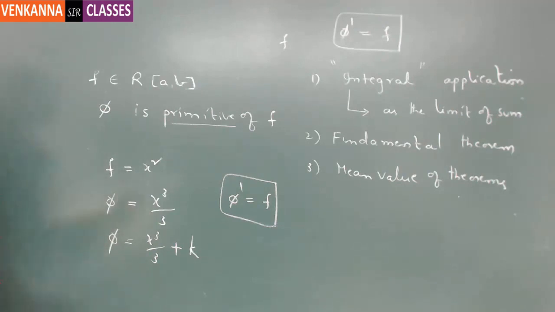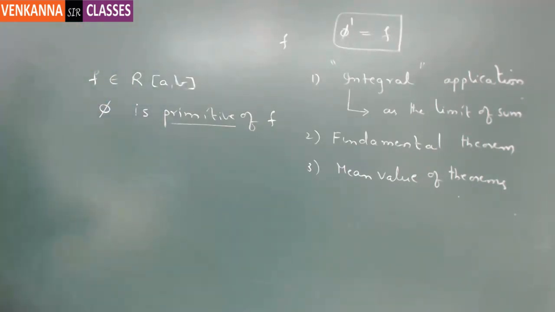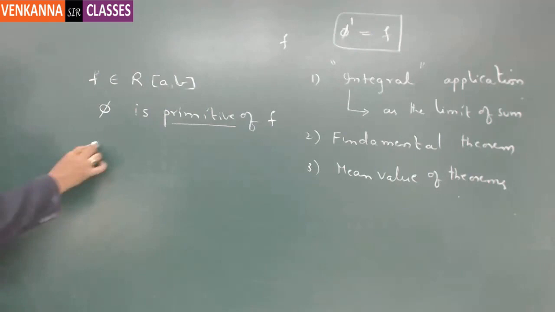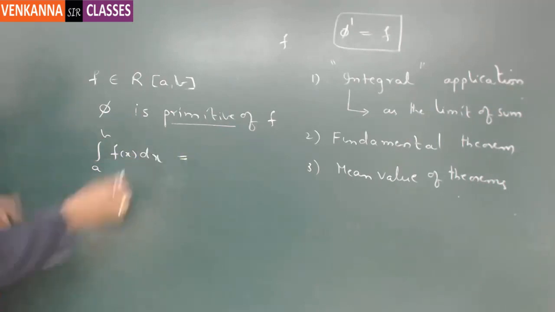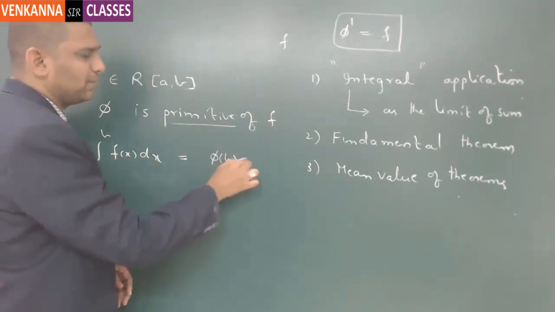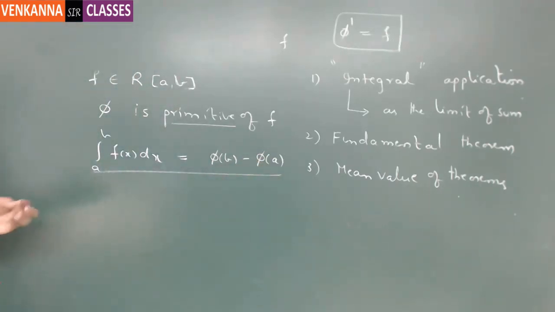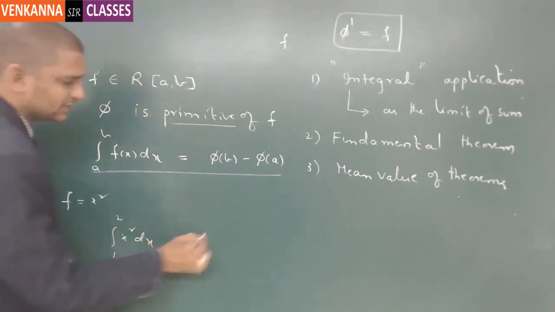And we are talking about the fundamental theorem. The fundamental theorem states that you have taken an integrable function on closed [a, b], and phi is a primitive function of f. Then the integration value of f on closed [a, b] is equivalent to phi of b minus phi of a. This is nothing but our regular integration formula, because if I have taken x square and I ask for the integral from 1 to 2 of x square dx, what is the value? We will do it like this.